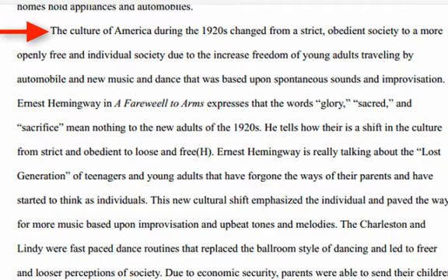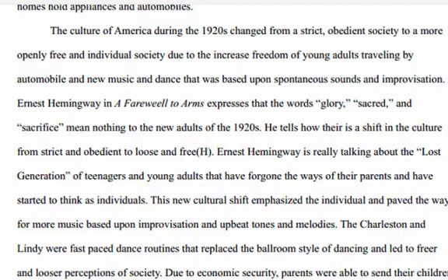So for example, instead of this long sentence, what the sentence probably could say would be something along the lines of, the culture of America during the 1920s changed from a strict obedience society to a more openly free and individual society that challenged sexual norms and youth culture. Something along that line that would just make it a little bit more specific, a little bit more clear for the reader. But overall, this is a really good topic sentence. After that, the author goes on in this particular paper to provide both outside details and documents that all back up that specific point.